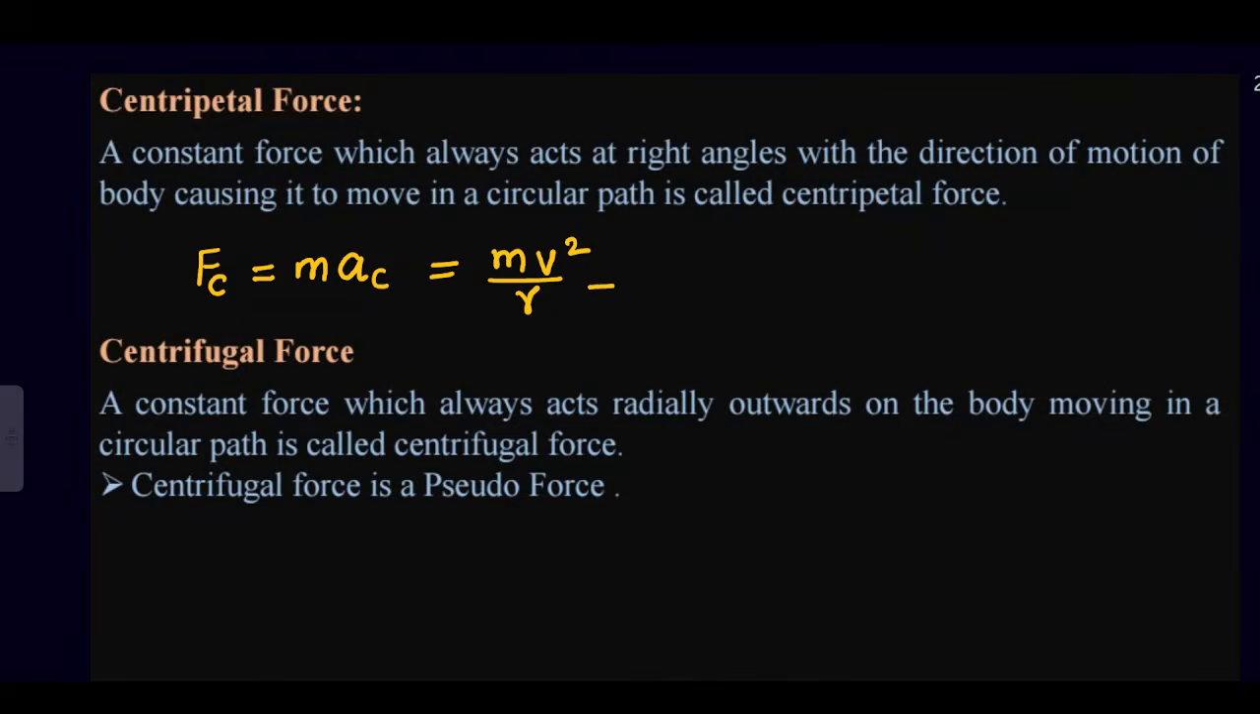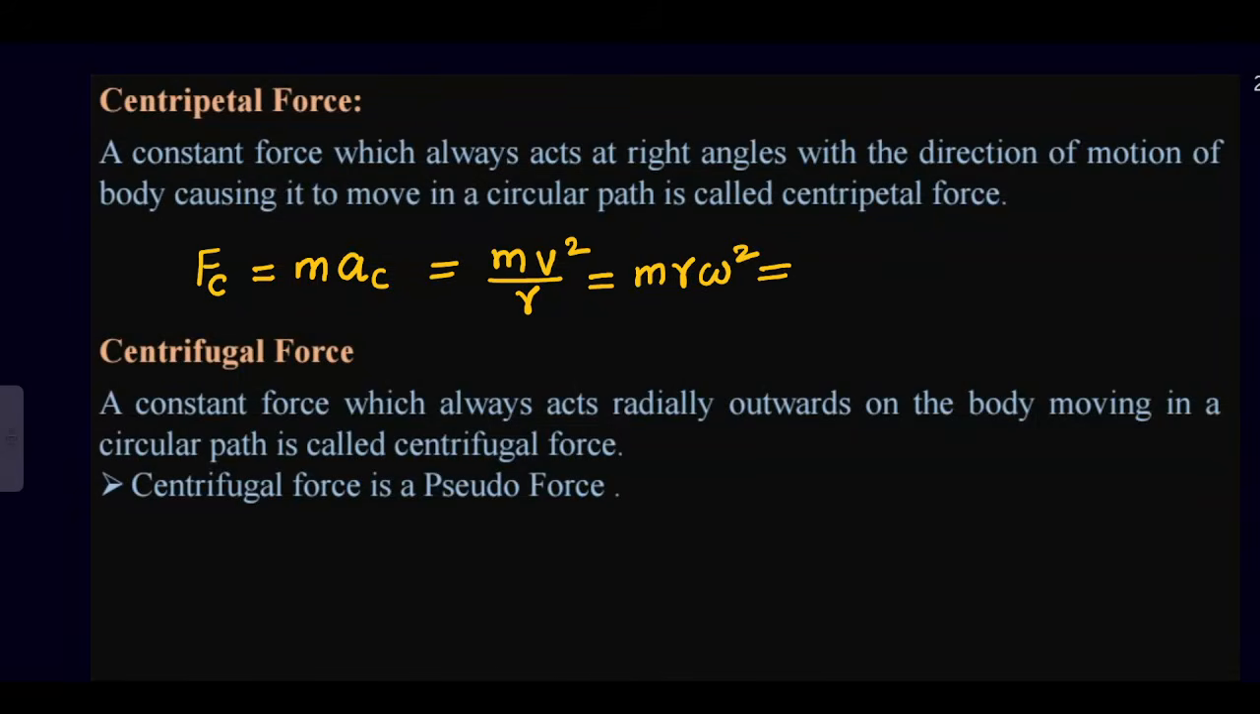And this can be written using V is equal to R omega. In place of V, I can place R omega, that is R square omega square. Then one R will get cancelled. So what I get for the centripetal force is M R omega square. One R is cancelled. M R omega square is the other form of centripetal force.